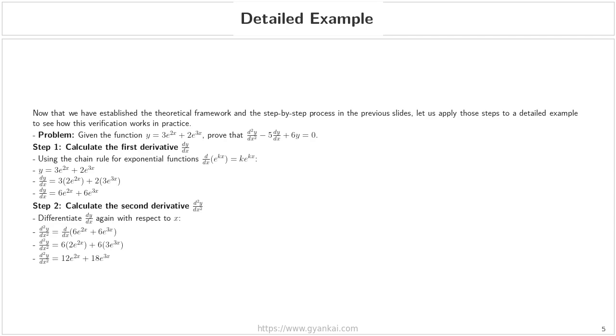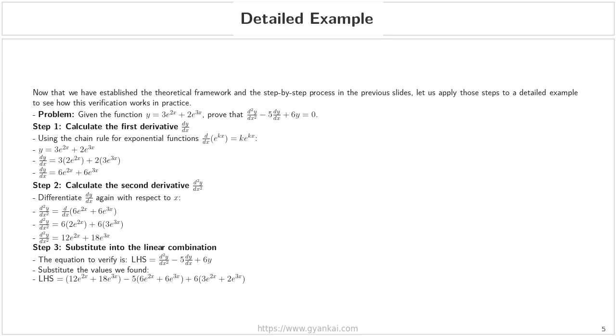Moving to step 2, we need the second derivative. We simply differentiate our first derivative result again with respect to x using the same chain rule. 6e to the power of 2x becomes 6 times 2e to the power of 2x, and 6e to the power of 3x becomes 6 times 3e to the power of 3x. This gives us a second derivative of 12e to the power of 2x plus 18e to the power of 3x.